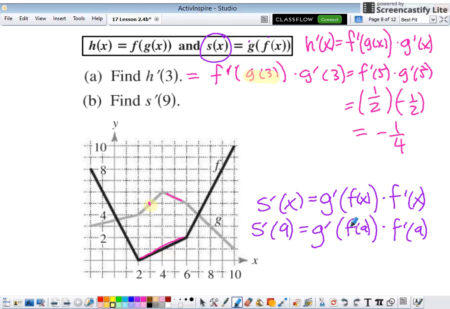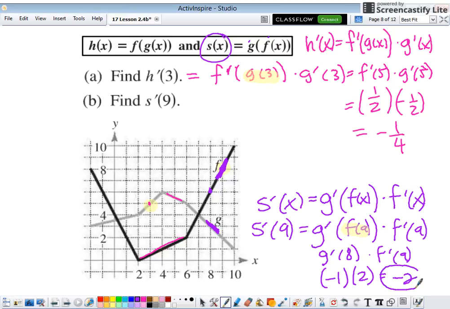And just like before, I'm going to find f of 9 first. Okay, so here's 9. F of 9 is the y-coordinate right up here. And it looks like f of 9 is 8. So I need g prime of 8 times f prime of 9. So g prime of 8 will be the slope of g at 8, which is right here, negative 1. F prime of 9 is the slope of f at 9, which is the slope of this line segment right here, which I think is 2. And so that's negative 1 times 2, or negative 2. And that would be the value of s prime of 9.